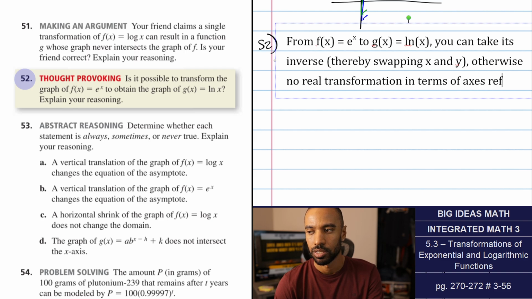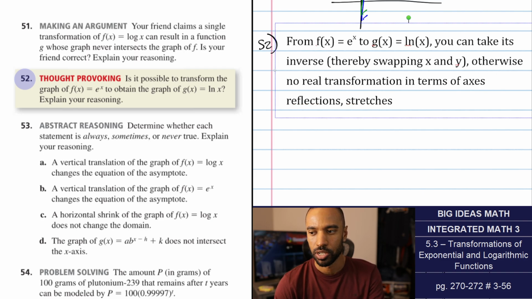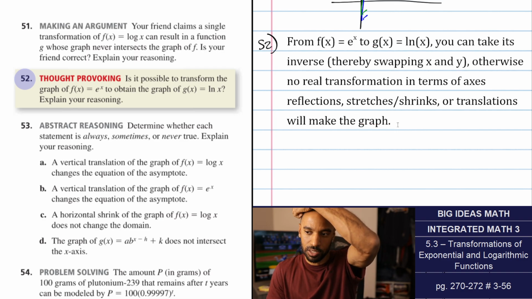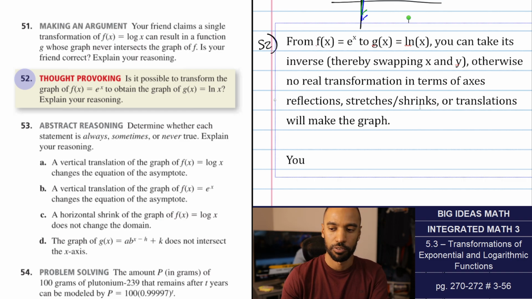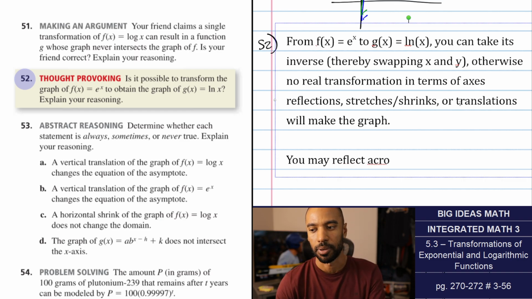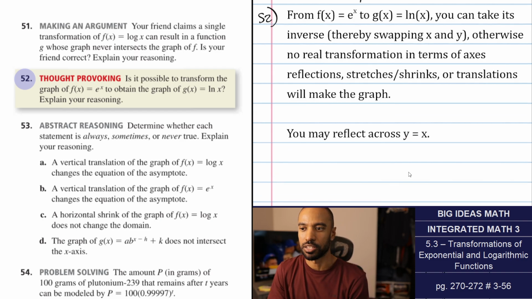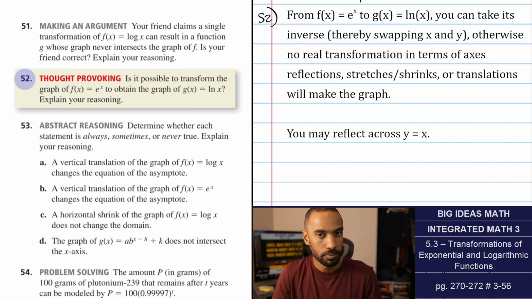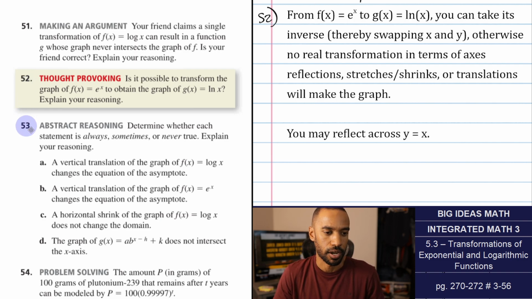Axes reflections, stretches, compressions, shrinks, or translations will make the graph. But I don't know what they mean here. If they just mean reflect across the line y equals x, then yes, you may reflect across y equals x. How about that? That's all good. Because it's the inverse, you can reflect across y equals x. That's not a conventional reflection that we talk about, but it is still one all the same. If that's what they meant, that's how I want to state it. Otherwise, no other kind of thing.